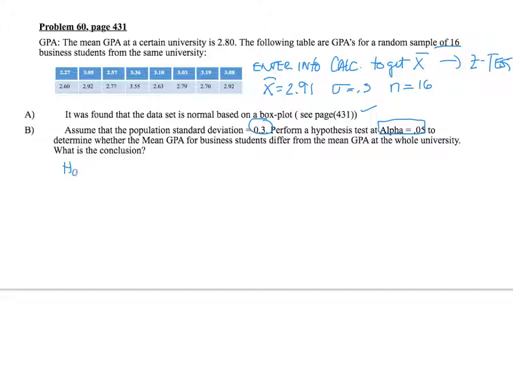So H naught is mu is equal to 2.8. H1, it says it differs, right? So if it differs, we're going to set up mu is not equal to 2.8. That's step one. Step two is to do the z-test here.